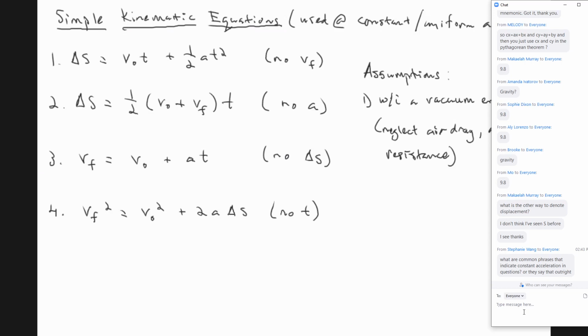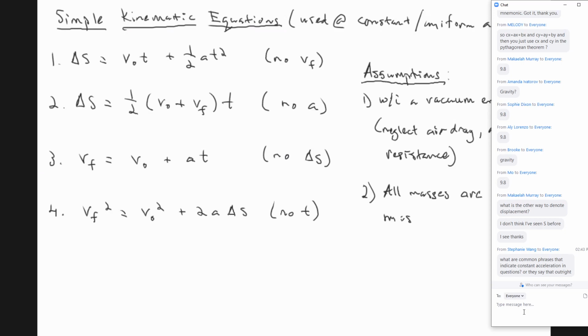The second assumption they do not always tell you when you're doing these kinematic problems is that all masses are point masses.